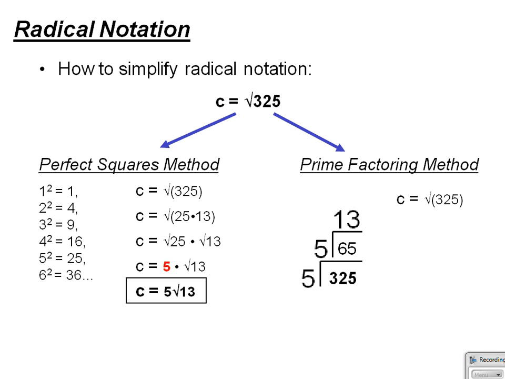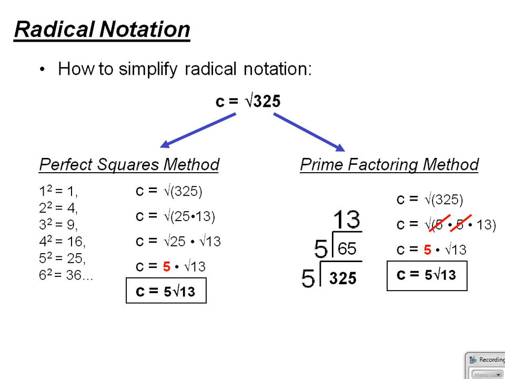So what we're going to do in this procedure is rewrite the square root of 325 as the square root of 5 times 5 times 13. And whenever you have a duplicate prime factor, cross out that pair of prime factors and pull one of them outside the square root. And so the square root of 325 simplifies again to 5 times the square root of 13. Most students prefer this procedure over the perfect squares method, as it's much easier to factor tree or prime factorize a number than it is to try and find perfect square factors within a number.